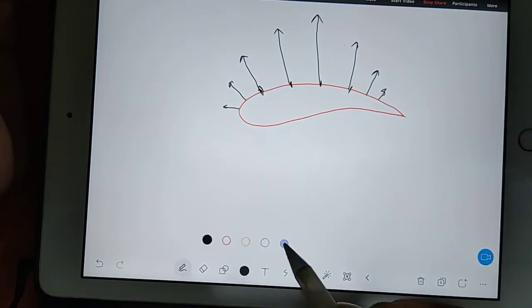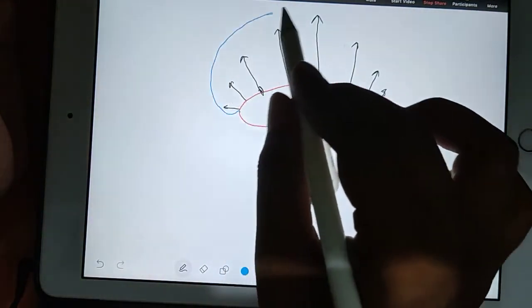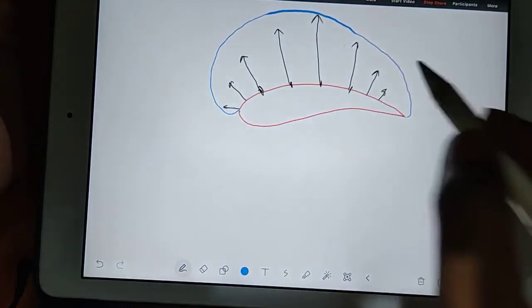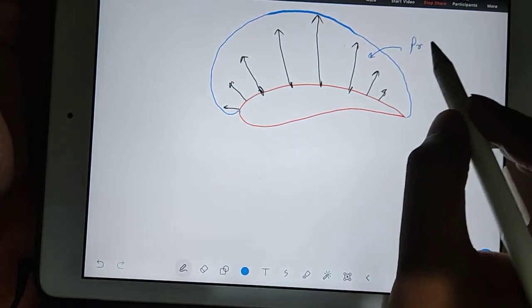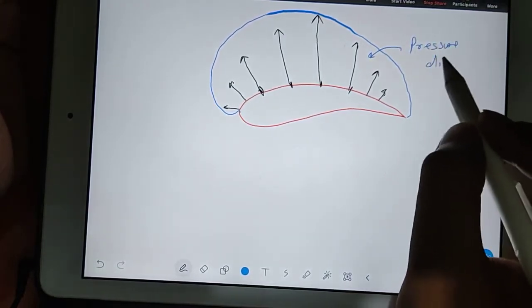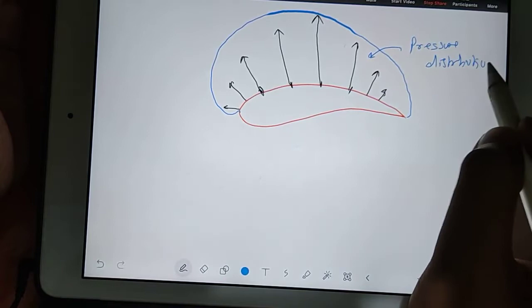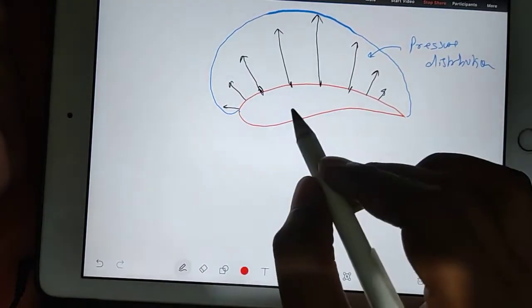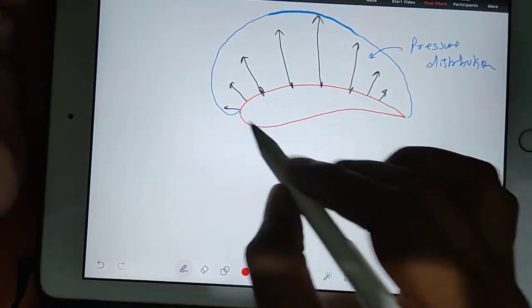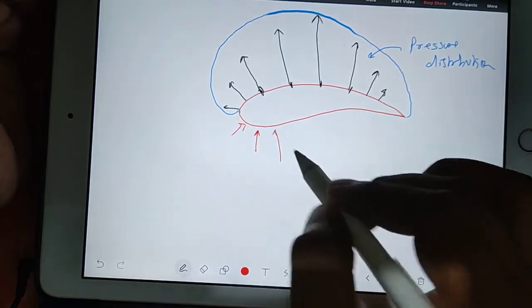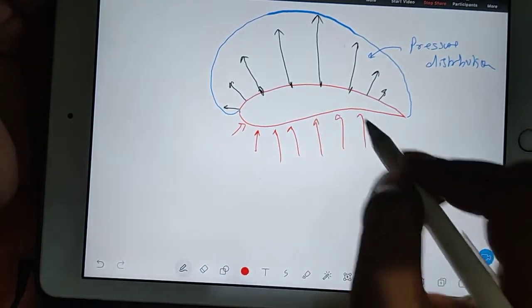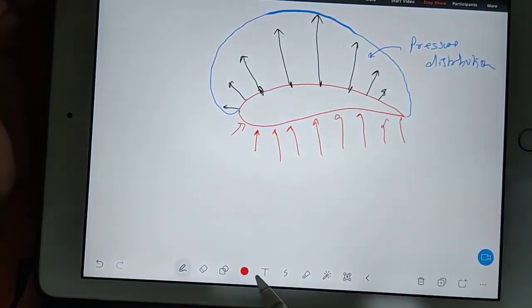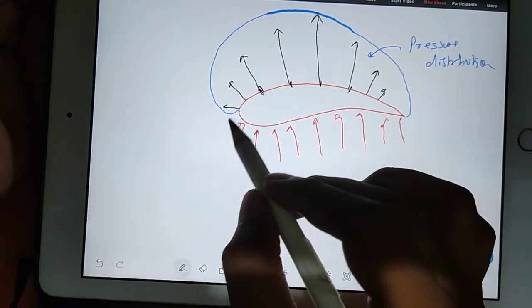So now this arrow I will pack in one envelope like this. This envelope I will say as pressure distribution. Exactly at the bottom, what will happen? At the bottom, static pressure will increase. So I will show arrows inward. According to different places, my arrows' length will be different.